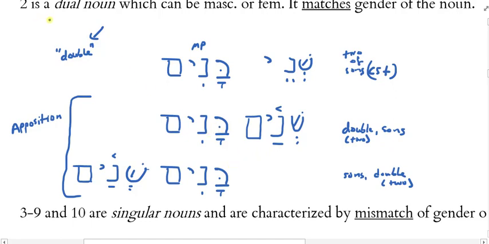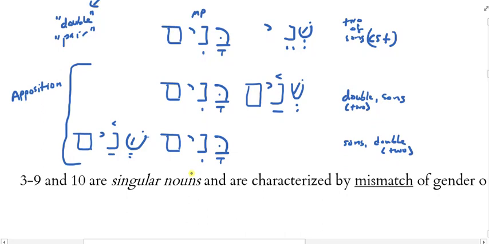Now, since the word 2 is actually a dual noun, you could think of it in terms of the word double or pair. So if you translated shanayim as pair, that would make sense, right? Pair of sons, shnei banim. A pair, sons. Or sons, a pair, means, well, 2 of them, right? So maybe that's helpful. All right.